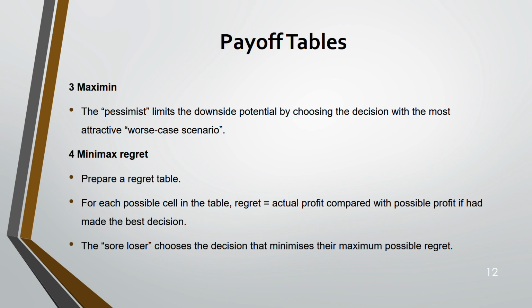Once you prepare this table, the decision maker chooses the decision that minimizes their maximum possible regret. Minimizes. In this table, you will see the maximum possible regret, the highest regret you will have. So you choose a decision that minimizes that regret. You don't want to maximize that regret, right? Already there's a huge regret. You don't want to further maximize it. You try to minimize that regret so that less and less you have to regret. That is the meaning of it. So you choose a decision based on that.